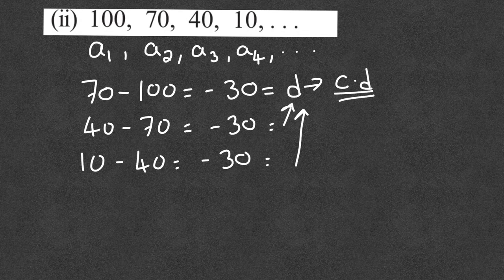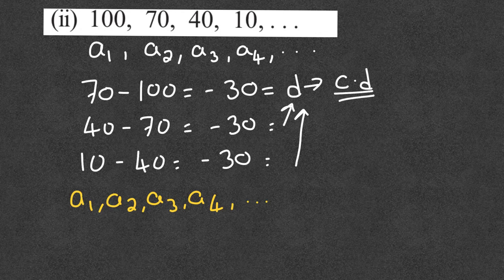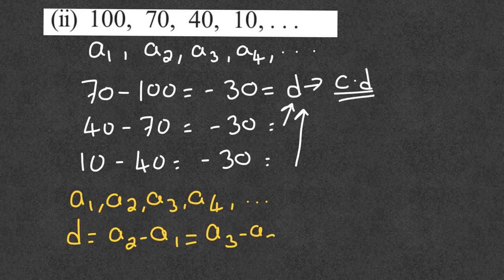In general, we can write an arithmetic progression as A1, A2, A3, A4 and so on. And the common difference D is given by A2 minus A1, or it will be the same as A3 minus A2, or the same as A4 minus A3. You don't have to find the common difference for every pair of terms. You can just find it for the first and the second, and it will remain the same throughout.